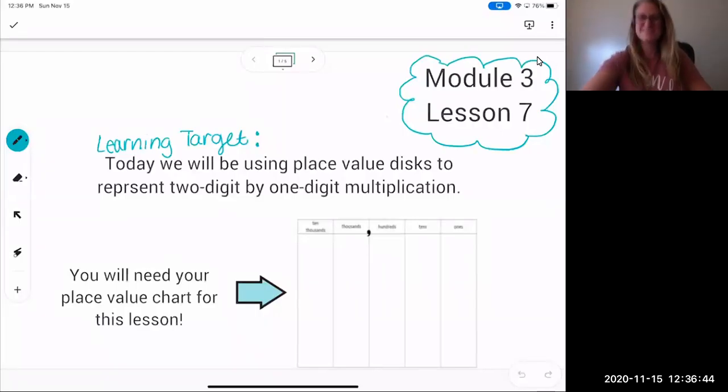Hi guys, today we're going to be doing Module 3, Lesson 7. Our learning target is that today we'll be using place value discs to represent 2-digit by 1-digit multiplication. So if you do not have your place value chart ready, that's what you're going to need for our lesson today. So go ahead and get your place value chart so that you are ready to do our lesson.